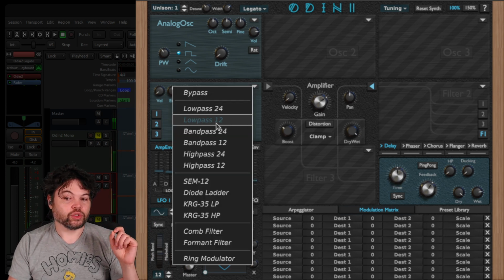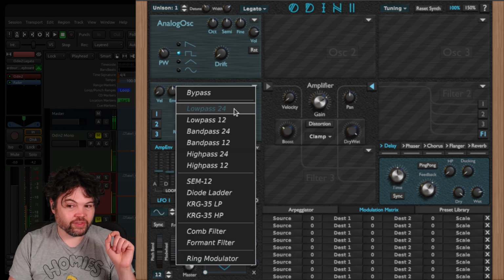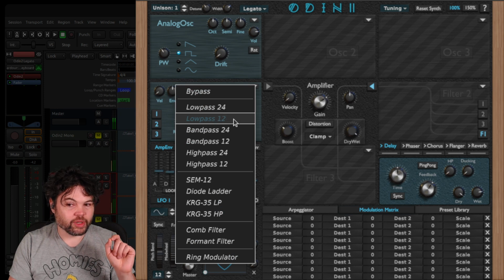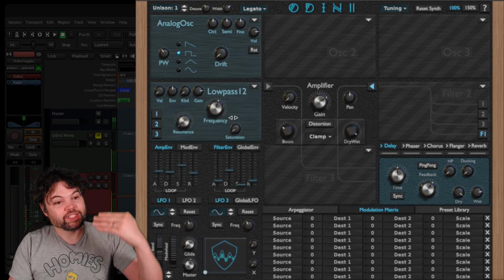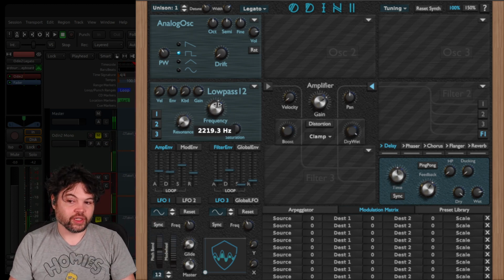So we have a 12 decibel per octave filter, so for the same cutoff, let's listen. You can hear that the 12 decibel per octave lets more harmonics through. Why? Because it doesn't attenuate those frequencies quite so aggressively.